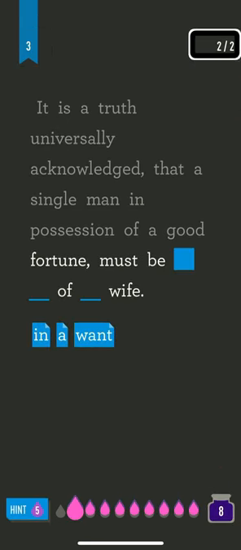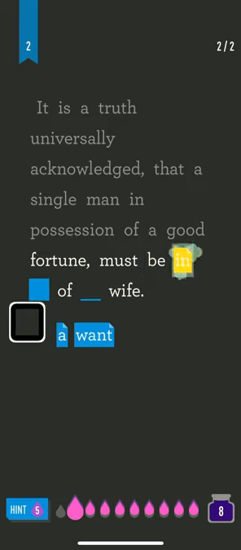It is a truth universally acknowledged that a single man in possession of a good fortune must be blank selected, blank of blank wife in.